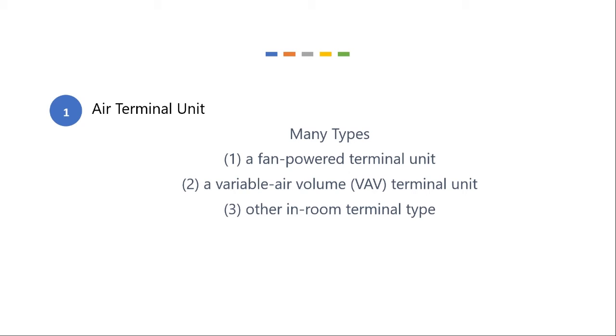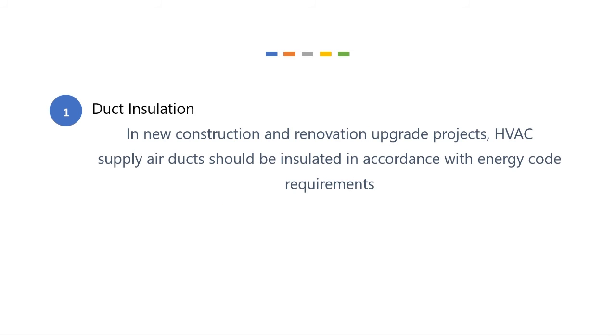For air terminal units, there's three main types. You can have one that's fan powered. You can have one that's a variable air volume unit, and you can have other types that are in room. We'll look at that later.